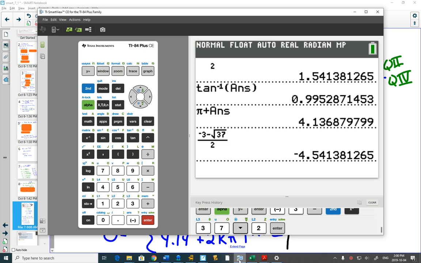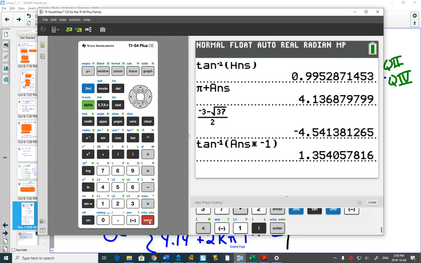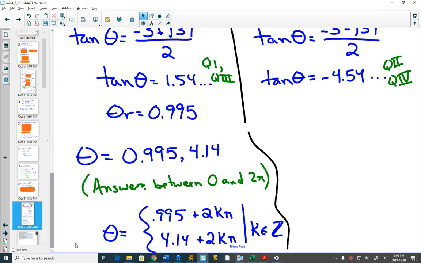When we do our reference angle, we always go tan inverse of the positive value. So if I go tan inverse and I want this number to be positive, if I just use the answer, can you see that the number there would be negative? How can you make a negative number positive? Multiply it by a negative 1. To get my reference angle to be 1.35.